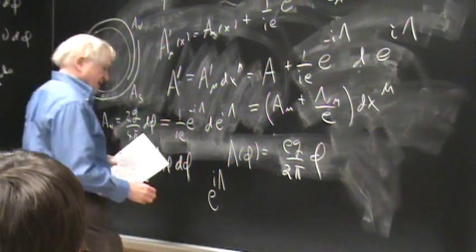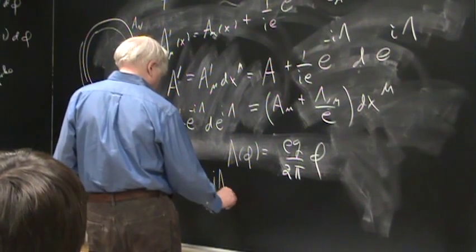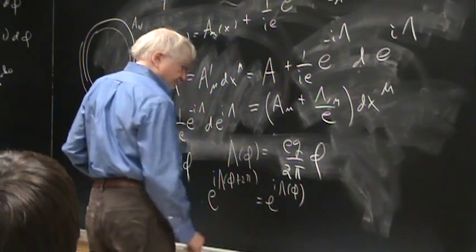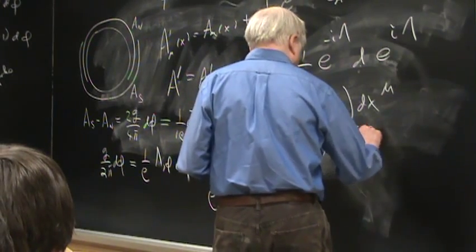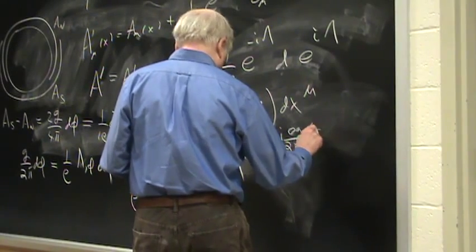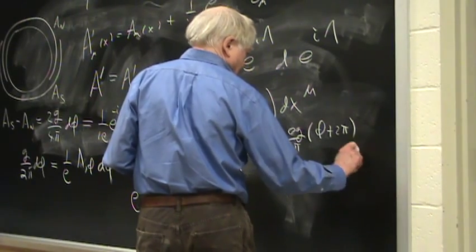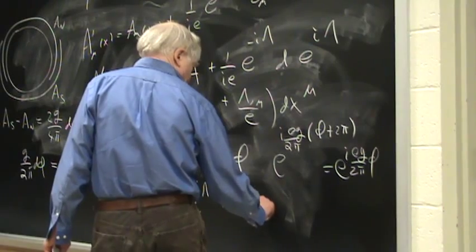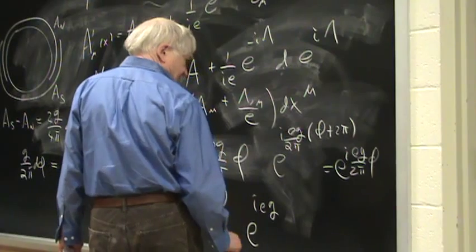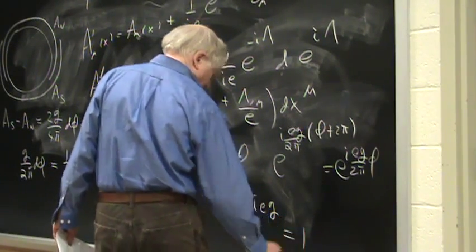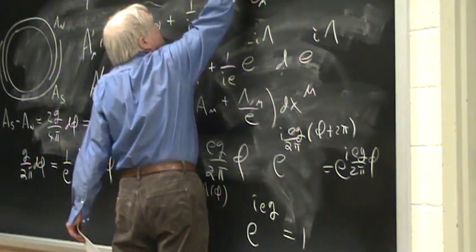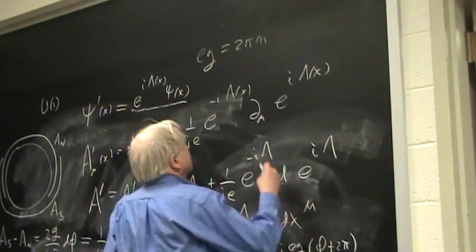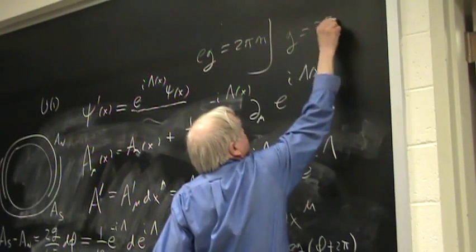And so that means that e to the i lambda of phi plus 2 pi should be e to the i lambda of phi. So that means e to the i eg over 2 pi, phi plus 2 pi, has to be the same as e to the i eg over 2 pi phi. Okay, but that means that e to the i eg has to be equal to 1. But that means that eg has to be 2 pi n. So this is Dirac's quantization condition for the charge of the magnetic monopole, namely g is 2 pi an integer over e.